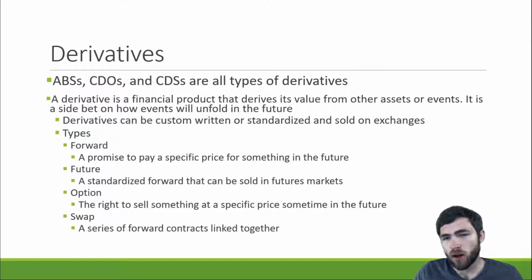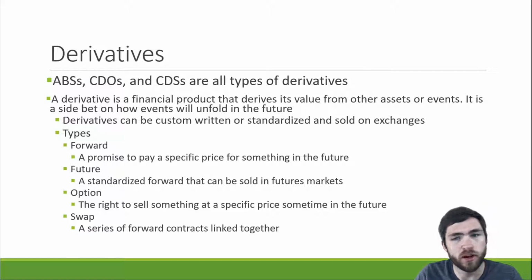So all of these financial instruments are types of derivatives. A derivative is any financial product that derives its value from other assets or outside events. It's basically a side bet on how events will unfold in the future. They can be custom or standardized and sold on exchanges. So here I got a few types.